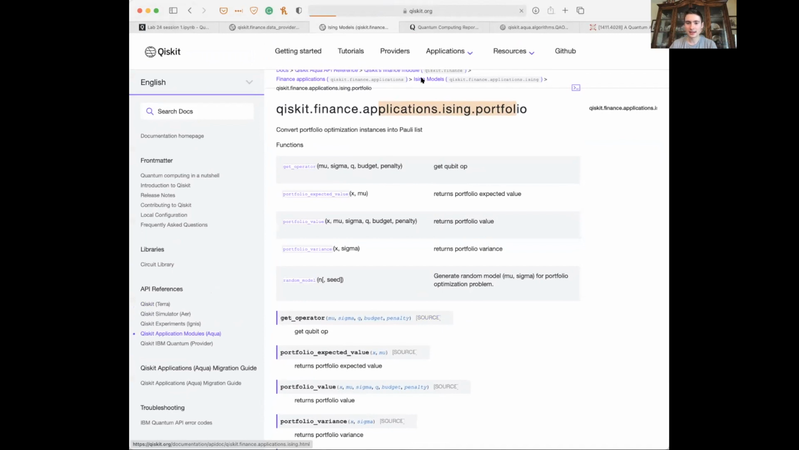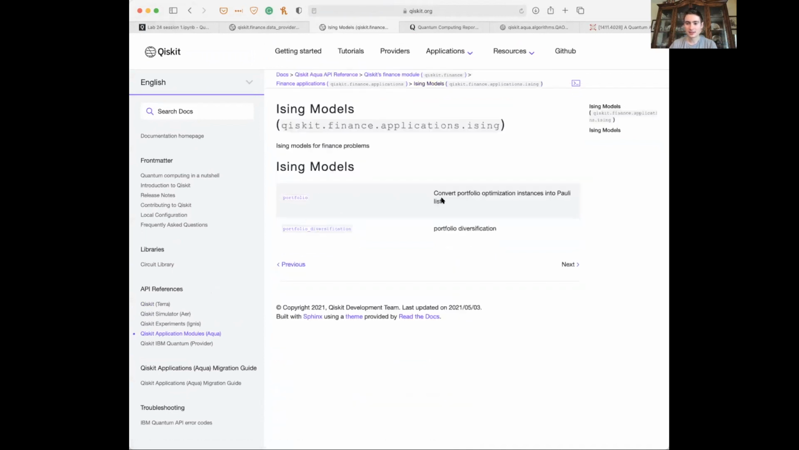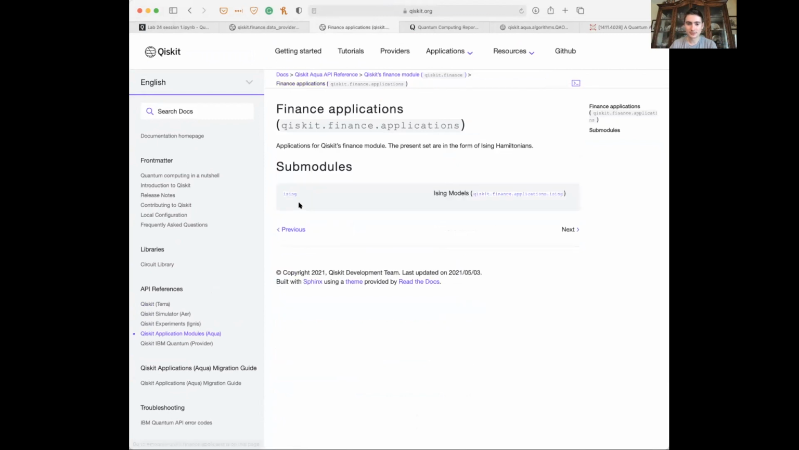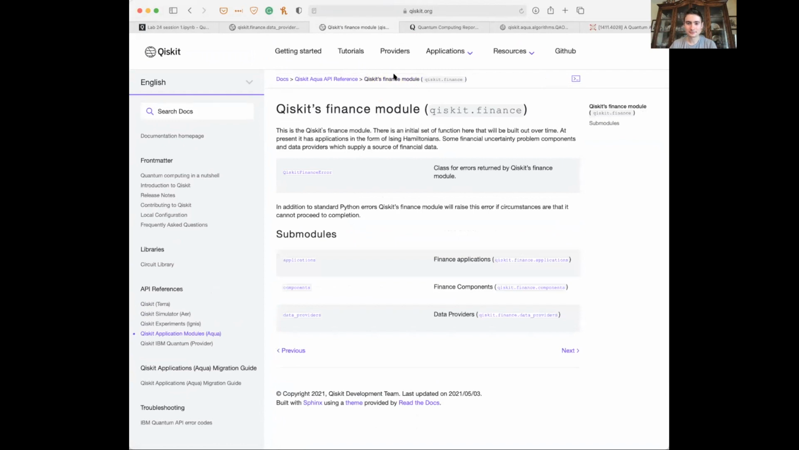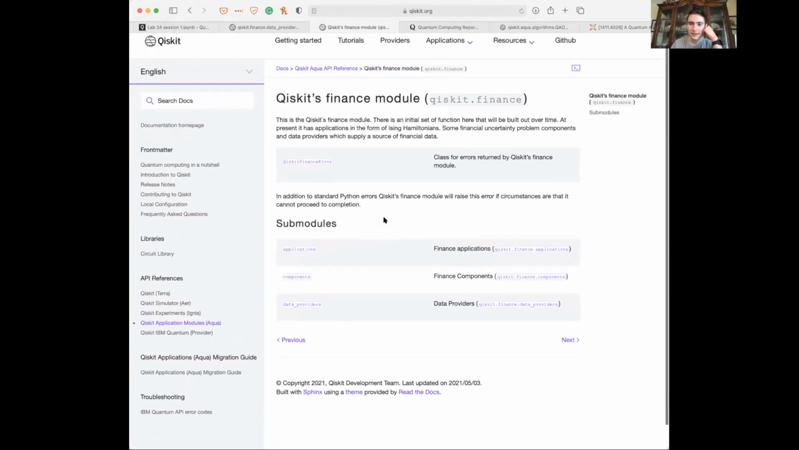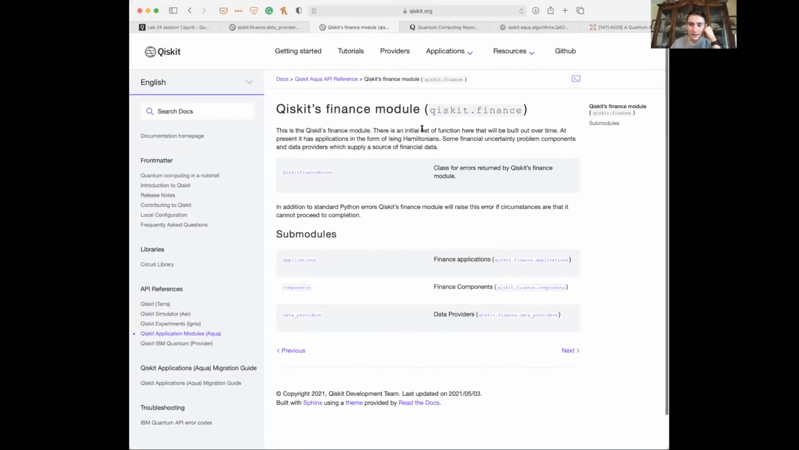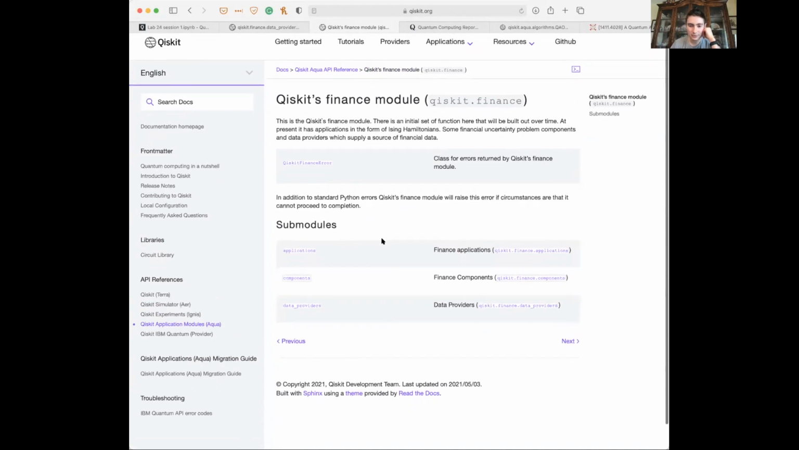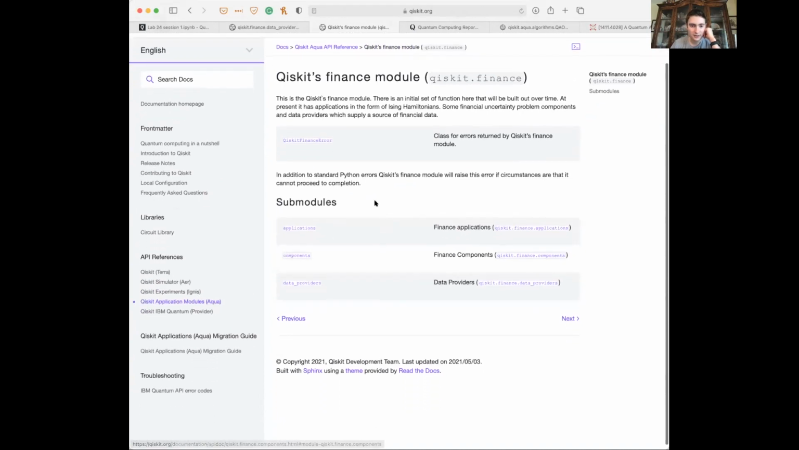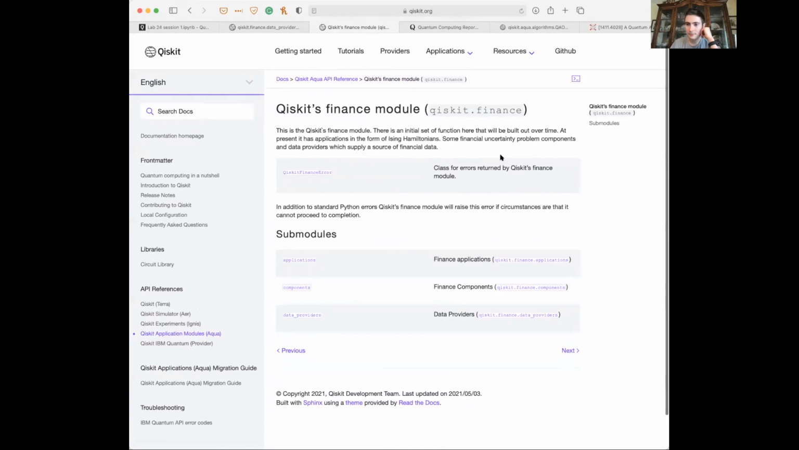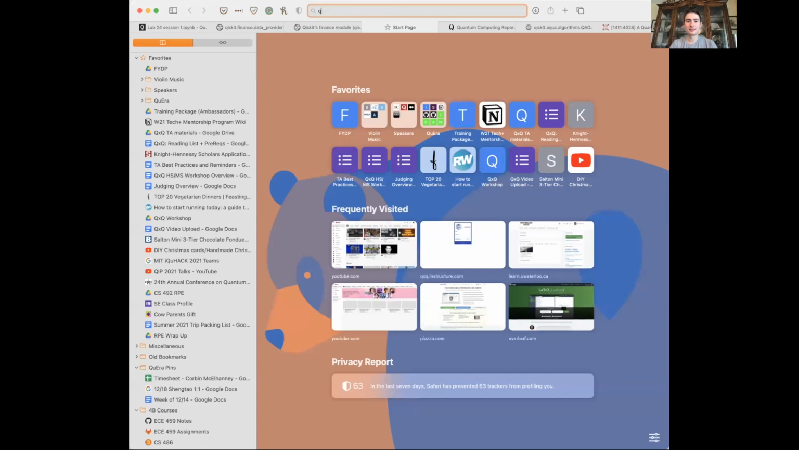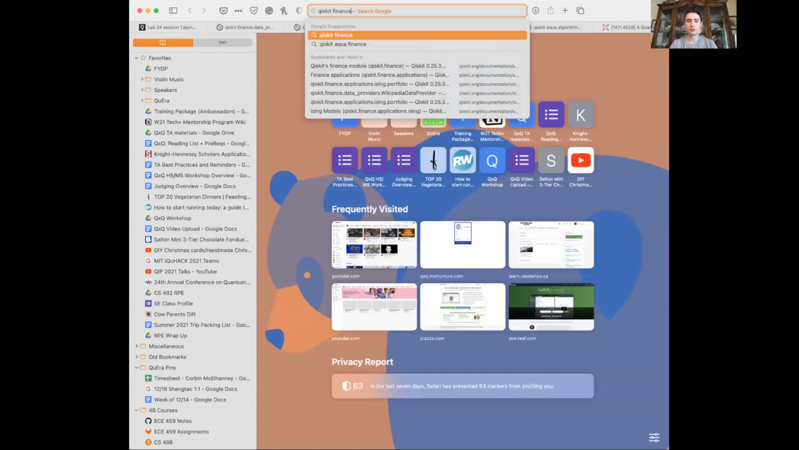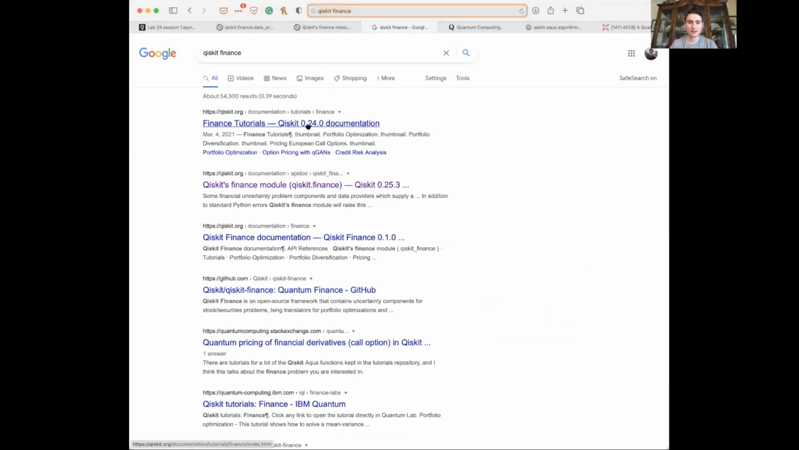So maybe if I go back to Ising models, nope, that doesn't really help. Finance applications, that also doesn't really help. Okay, finance module. So maybe there's a little bit in here: financial uncertainty problems, data providers, components. I'm not sure. So I might try and look up a Qiskit finance overview, right? And just see if I can find, okay, perfect, here.